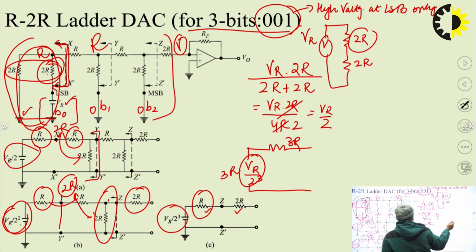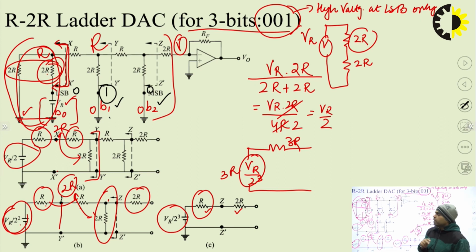If those values would have been 010, then there would have been no division here because there is no voltage here. The voltage would have first appeared on this middle one, the B1 bit. That means it would have divided first time here and second time here. That means VR would have been divided only 2 times.